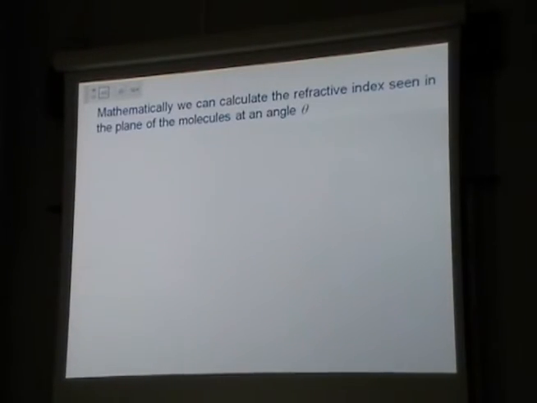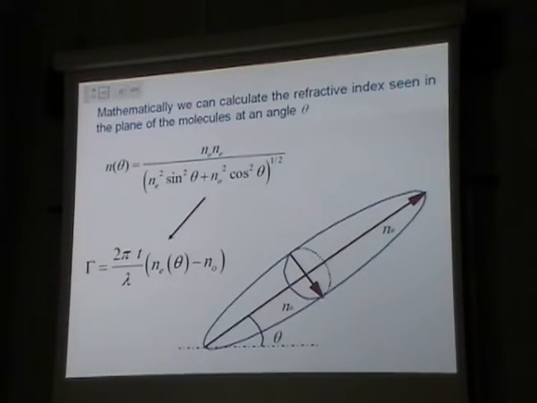Now I've got loads of different things, here we go. Now I'm stuck with animations again. So here's my model for this. Quite simply, I have my molecule, with n_e and n_o. I have it now oriented to the surface by some angle theta. That gives me some refractive index as a function of the angle theta, which is described by this function here, which is a function of n_e, n_o, and theta.